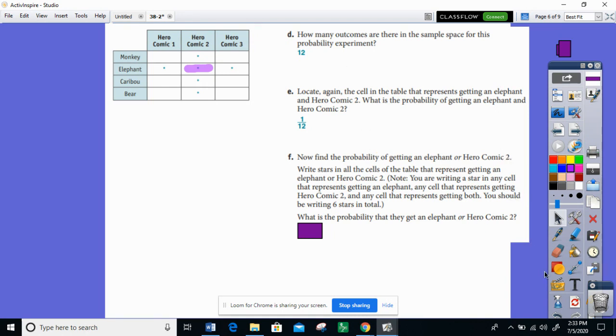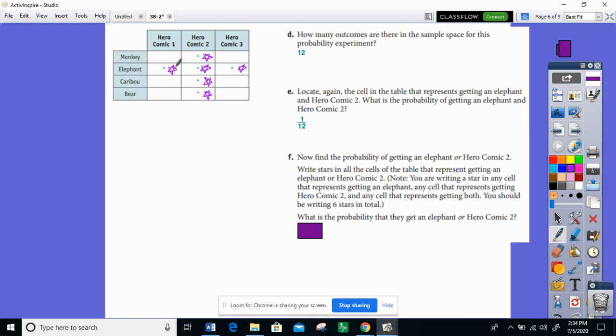So now we're going to find the probability of getting an elephant or Hero Comic 2. So we're going to write stars in all the cells of the table that represent getting an elephant or Hero Comic 2. So we have to put in all the ones for elephant, and then we have to put a star in all the ones for Hero Comic 2. We're not going to put 2 stars in this box because we already identified this box as one of the outcomes where we get an elephant or Hero Comic 2.